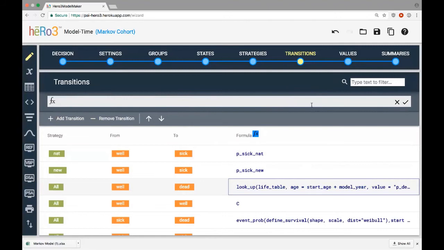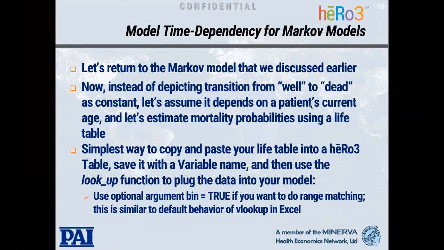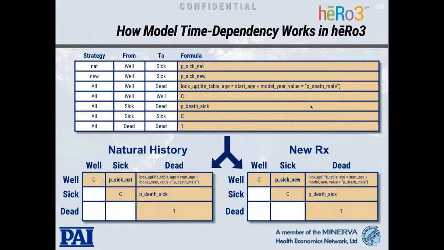Now, just to give a quick explanation on how this actually works behind the scenes, let's do a quick diagram here which sort of covers it. This table represents the transition matrix that we entered into the heRo3 platform. We've got our columns for strategy, from, to, and then the formula.